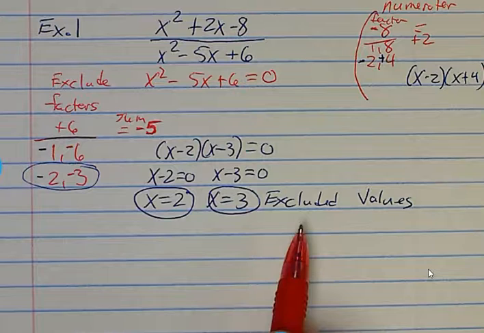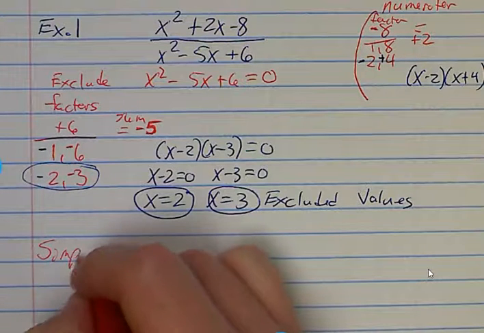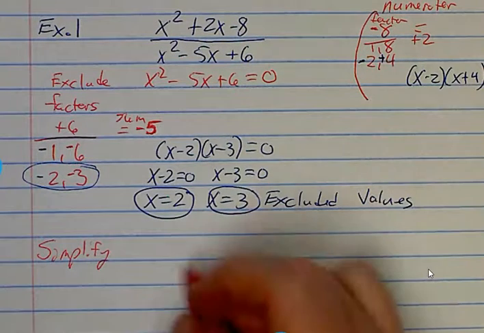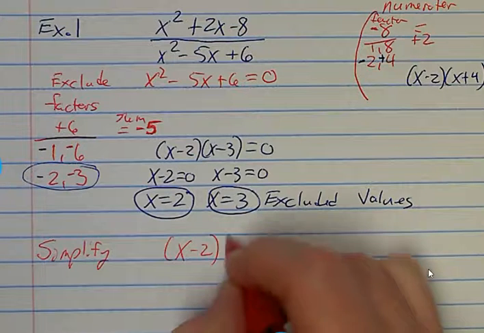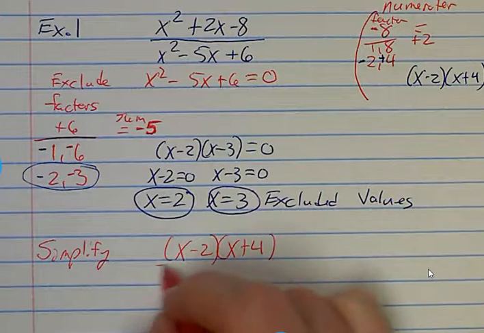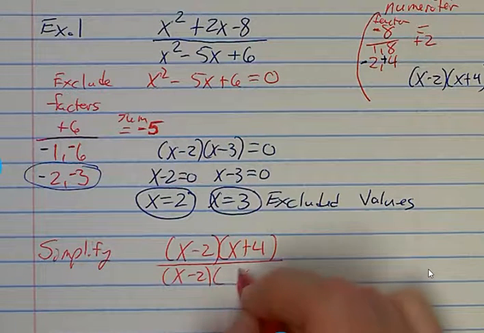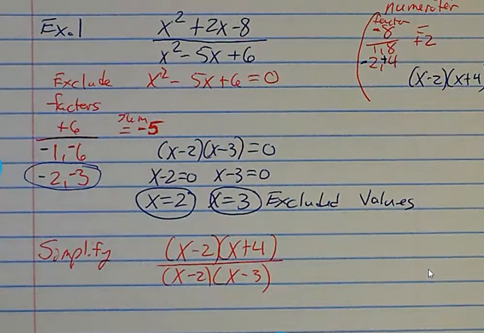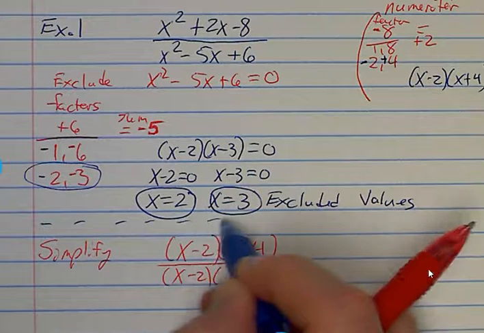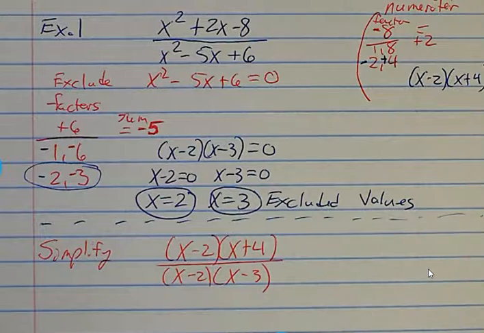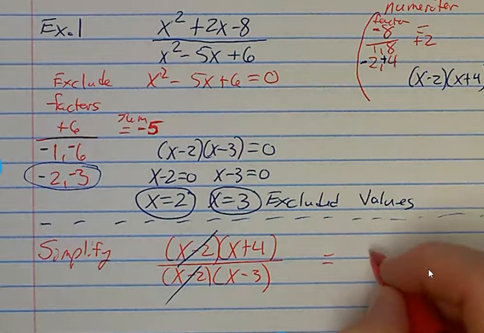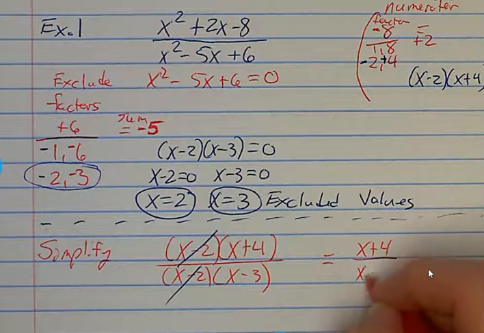Okay, so there are the excluded values. Now when we simplify, again, it's almost like part A and part B. We're going to take what we've got here and write it out in factored form. That was x minus 2 and x minus 3. So you can almost put a dash in between them, because that's basically the part A answer. And then the B part is, now we're going to factor everything out. You've got x minus 2, so you can cancel those out. So when you simplify it, your final answer would be x plus 4 over x minus 3.